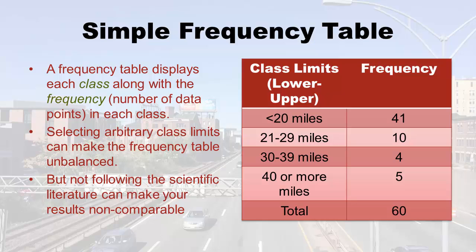So selecting arbitrary class limits can make the frequency table unbalanced. In other words, doing this empirical thing can make it sort of weird, because less than 20 is big and 40 or more miles is big, and bigger than the other classes, so it kind of breaks the rules of class width. But not following the scientific literature can make your results non-comparable and can make the science less useful. And so that's why I sort of flail against the book with this class width formula thing.